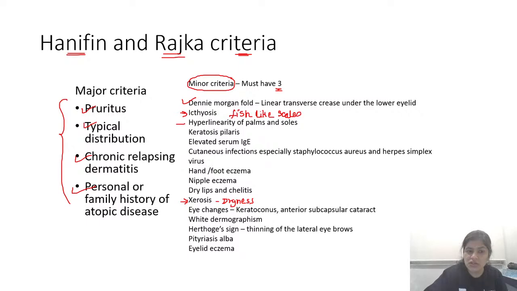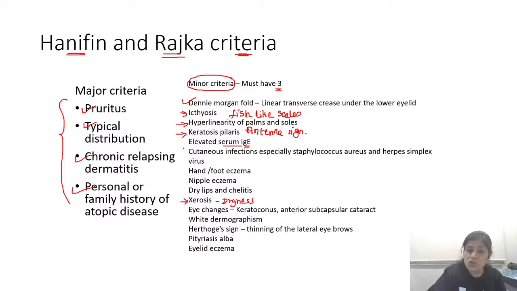In addition, these children also have hyperlinearity of the palms and soles. So that is another very important criterion. Hyperlinearity means you see more creases on the palms and the soles. Next is keratosis pilaris. Keratosis pilaris, I already mentioned what it is. Remember the antenna sign. Antenna sign is seen with keratosis pilaris. These individuals also have an elevated serum IgE, but please remember it is only a minor criterion. It is not a must for a diagnosis of atopic dermatitis.